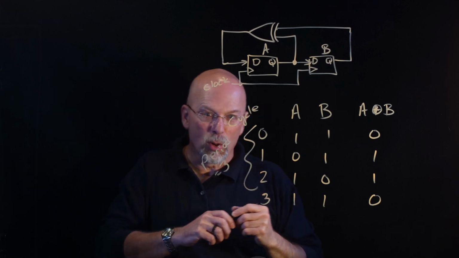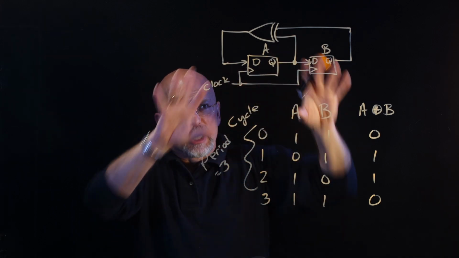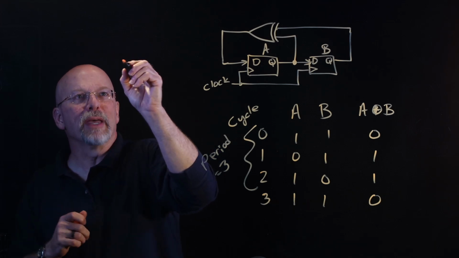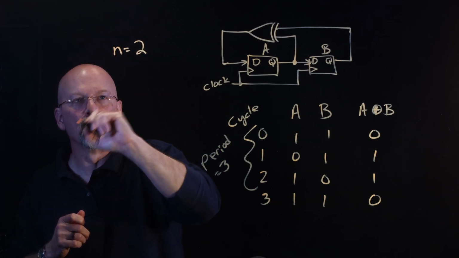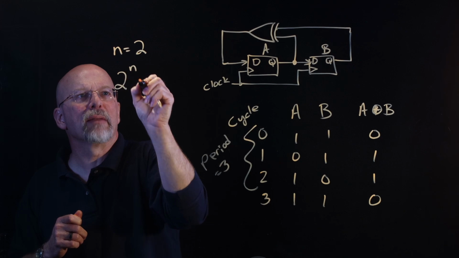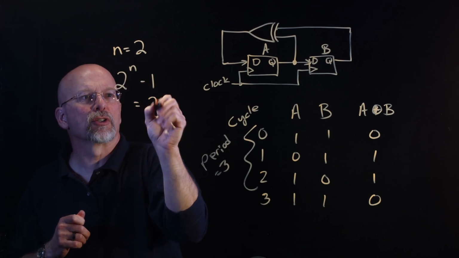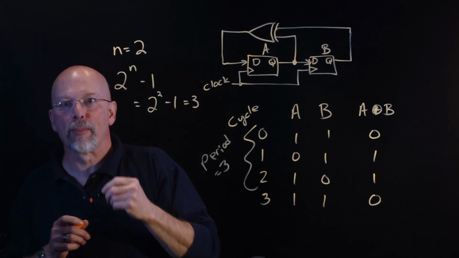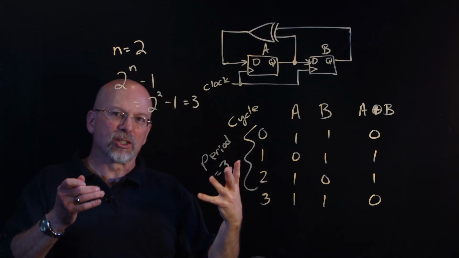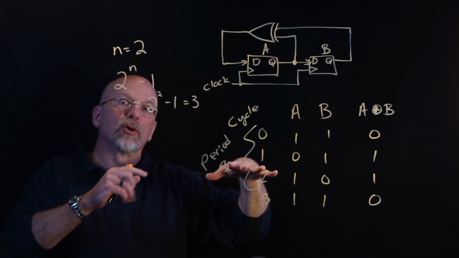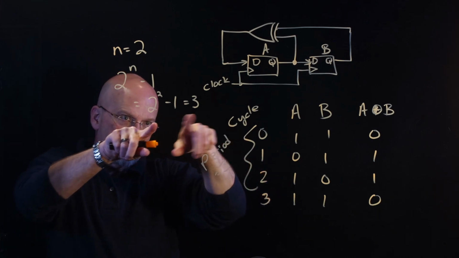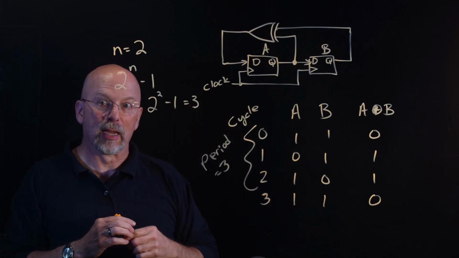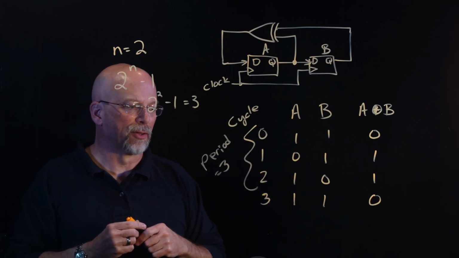And so something important to notice here, with this particular circuit, is that we have 2 bits, so n is equal to 2. And 2 to the n minus 1, well, that's equal to 2 to the 2 minus 1, which is equal to 3. That is going to represent our period, the maximum number of cycles we will go through. This 3 right here is the maximum number of cycles we will go through before we loop back around to an original value.